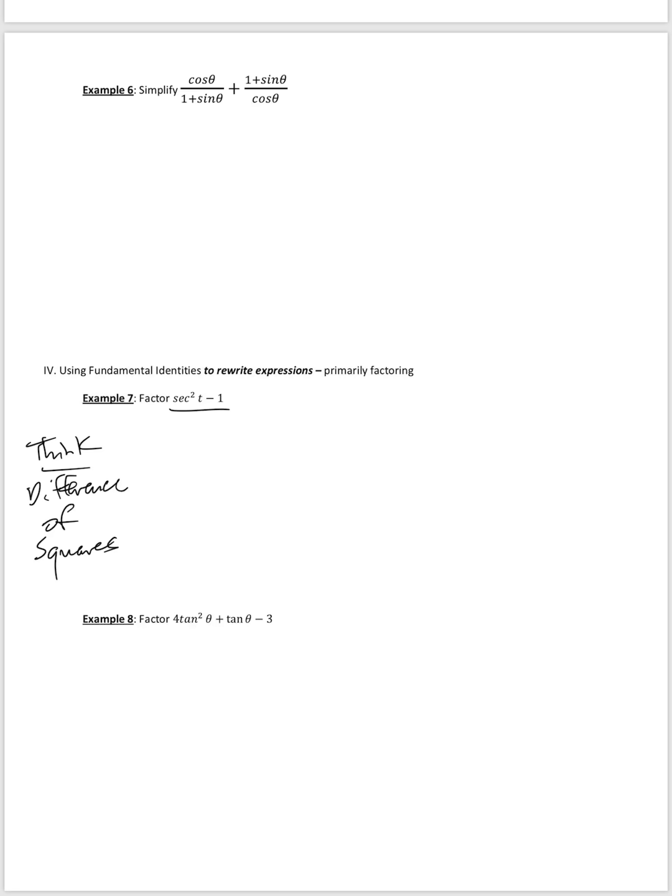which means I can factor difference of squares, if you've forgotten, x squared minus y squared. That factors to x minus y times x plus y. This is no different right here. Secant squared minus 1, which itself is 1 squared. So this is going to be secant minus 1 times secant plus 1. And that's my only point here in example 7.